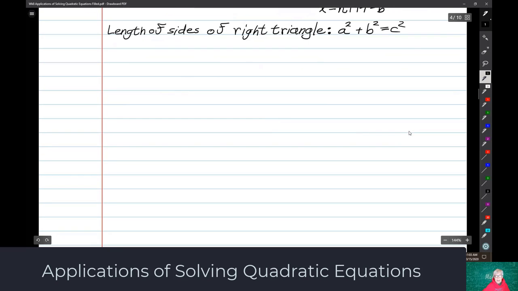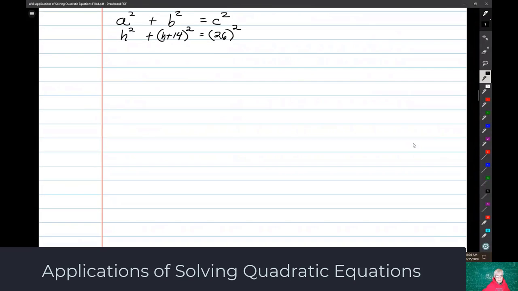So, we're going to come down here and put this in the form a squared plus b squared equals c squared, and c is 26. While a squared is going to be h squared, and b squared is going to be h plus 14 squared. Is that right? Yes, it is. So this is going to be h squared plus h plus 14 times h plus 14 equals whatever 26 squared is. So I'm going to find that out right now.